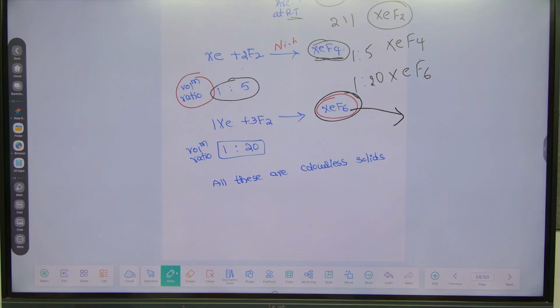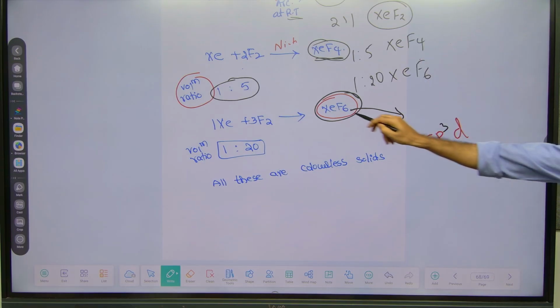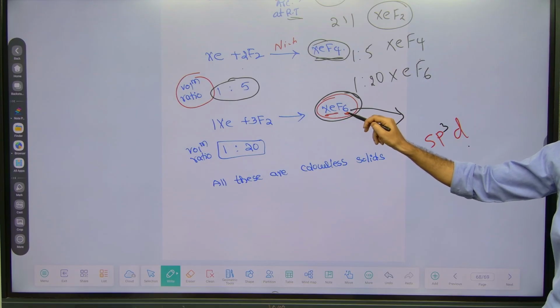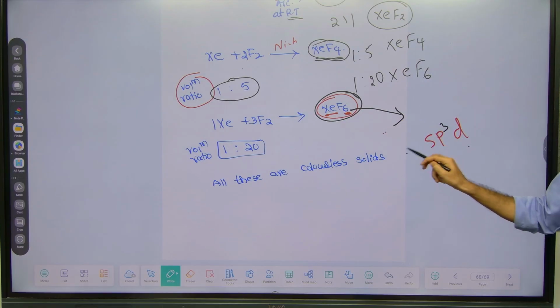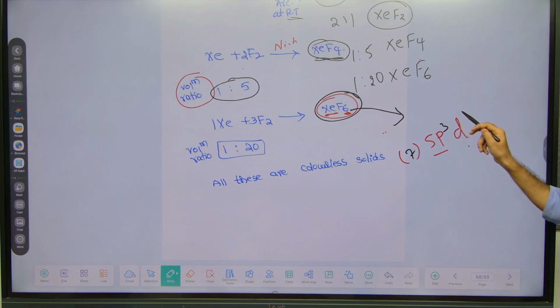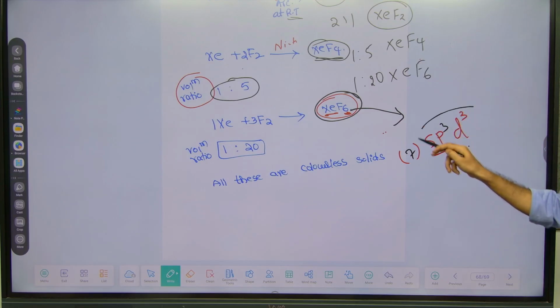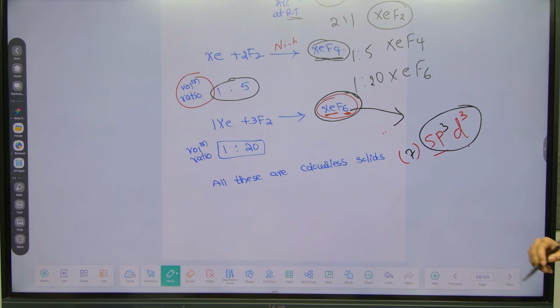sp3d3. Xenon has 8 valence electrons, plus 6 gives 14, divided by 2 is 7. So sp3d3 hybridization. The geometry should be pentagonal bipyramidal, if all positions are occupied, we should say pentagonal bipyramidal.